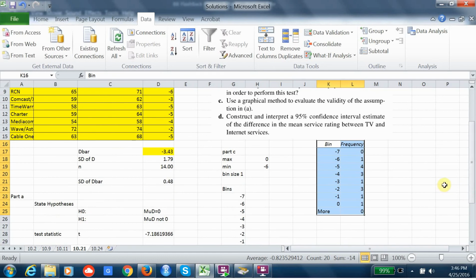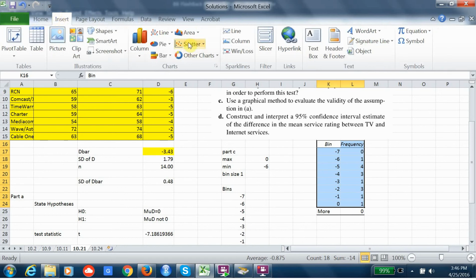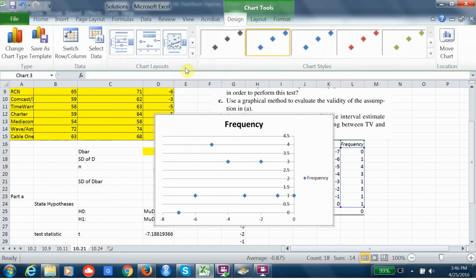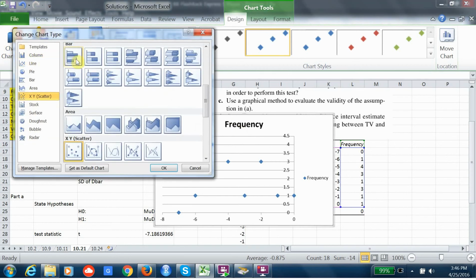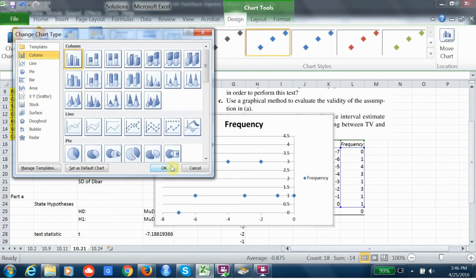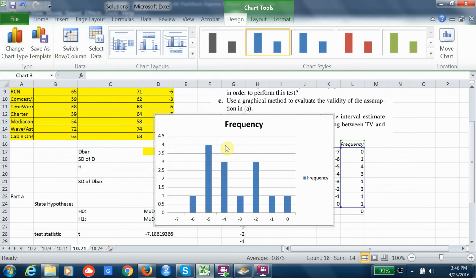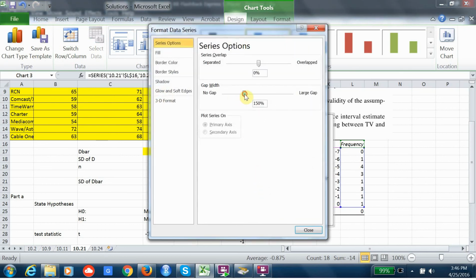So now we can make a histogram out of this. I'll just highlight these, insert, scatter plot, and we'll change chart type. It's not looking particularly symmetric, so there could be problems. It's a little hard to tell because we don't have a lot of data, and so we don't have a lot of statistics for each cell.